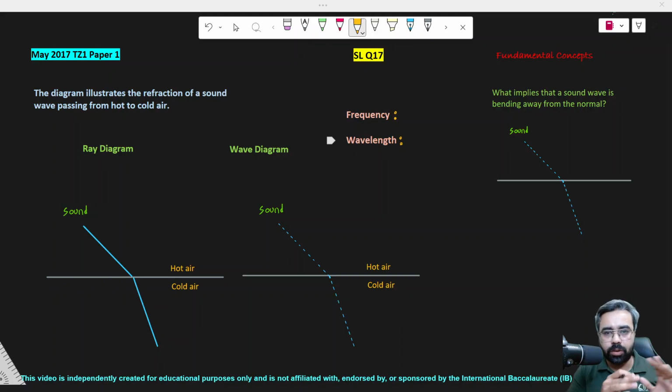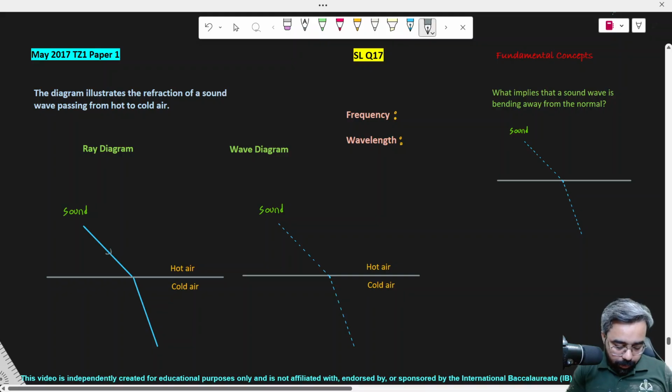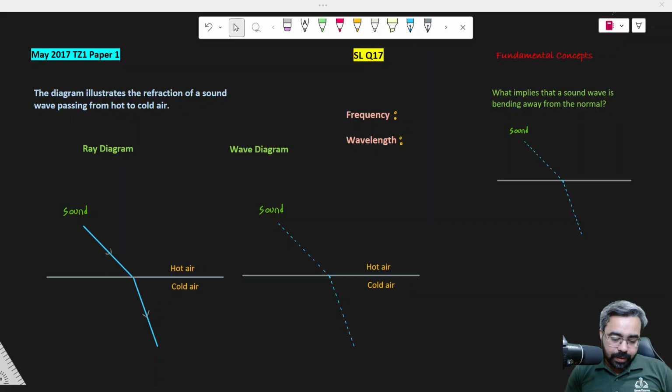The ray diagram is already shown in the question, but I will show you how the wave changes. And I will also give an example of what happens when sound enters water or glass. So let's start. This is the path of the sound when it goes from hot air to cold air. Now, is this sound bending towards the normal or away from the normal?